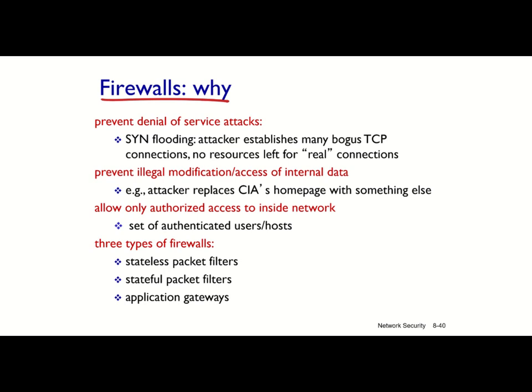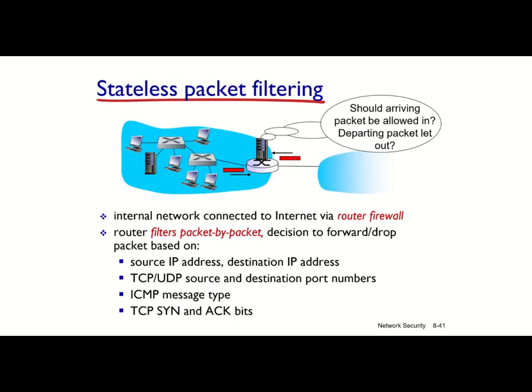There are three types of firewalls that we discuss in this chapter. One is stateless packet filters, the simplest one, and then we have stateful packet filters, and finally we have application gateways. In stateless packet filtering, the firewall simply decides whether to allow a packet to either come into the local area network or depart the local area network.